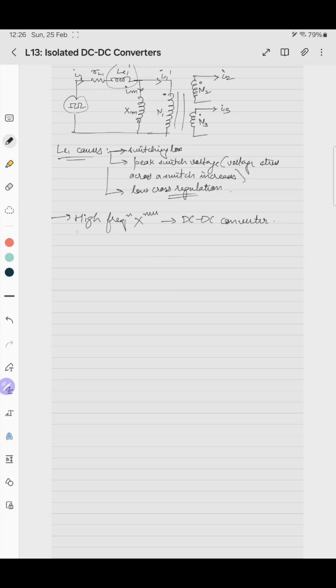In the next lecture we will see the different types of DC-DC isolated converters, and the examples are forward converter, flyback converter, push-pull converter. In push-pull we can have push-pull full bridge and push-pull this thing, and then we have half bridge DC-DC converter, then we have full bridge DC-DC converter, then we have dual active bridge, and so on. So this we will discuss in the next class.